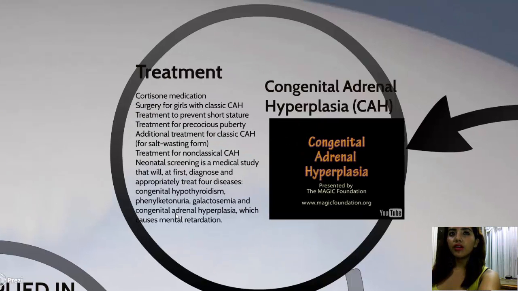The treatment of congenital adrenal hyperplasia includes cortisone medication, surgery for girls with classic CAH, treatment to prevent short stature, treatment for precocious puberty, additional treatment for classic CAH, and treatment for non-classical CAH.